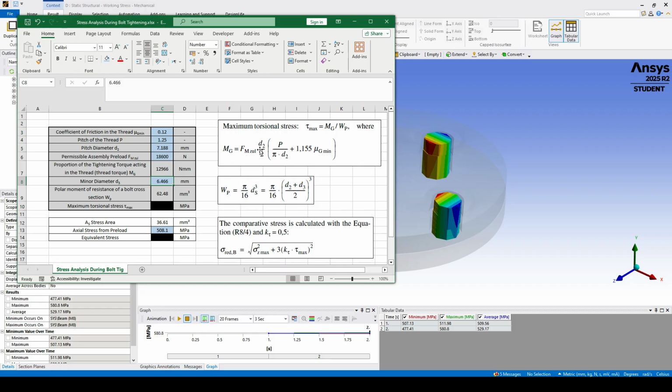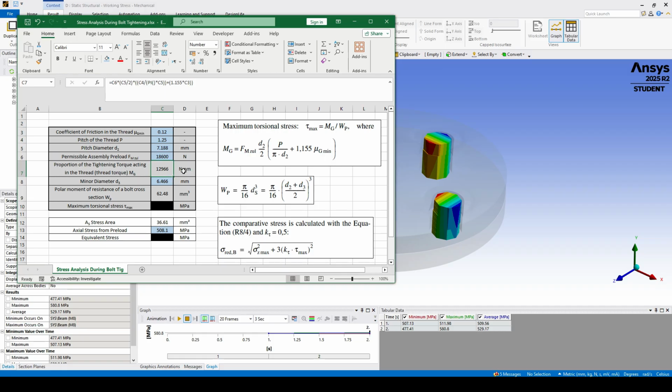multiplied by the parameter D2 divided by 2, and all of that multiplied by the pitch over pi times D2, plus 1.1155 multiplied by the frictional coefficient in the thread. All these parameters are already known, so based on these calculations I get a thread torque of about 12,966 newton millimeter. This is one of the two most important parameters in order to calculate our torsional stress. So this is already calculated.